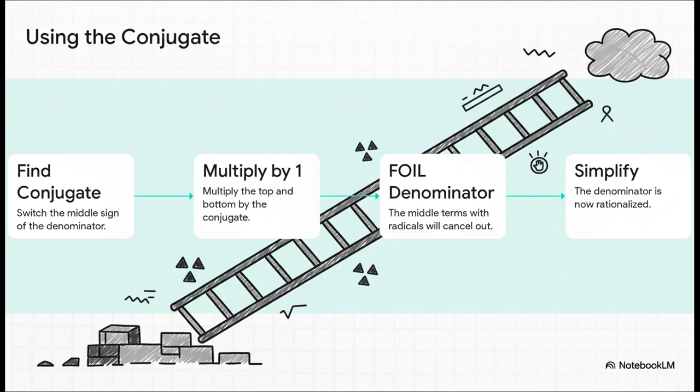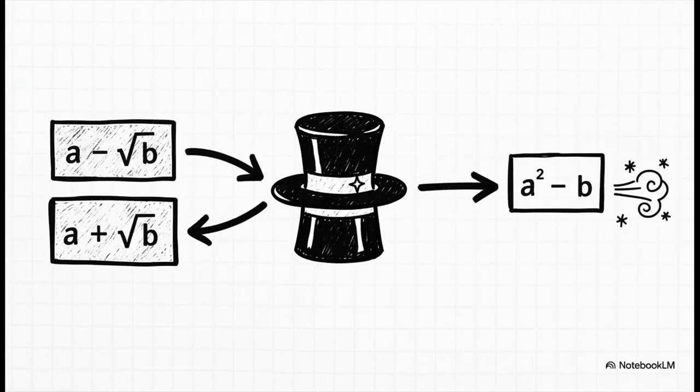Now, when you multiply those two binomials on the bottom, something kind of magical happens. The middle terms, the ones with the radicals, will always cancel each other out, leaving you with a clean, rational number. And this isn't just random magic. It's mathematical magic based on something called the difference of two squares. When you multiply an expression like a minus root b by its conjugate, a plus root b, you are guaranteed to get a squared minus b. The square root gets squared away, and the radical just vanishes.